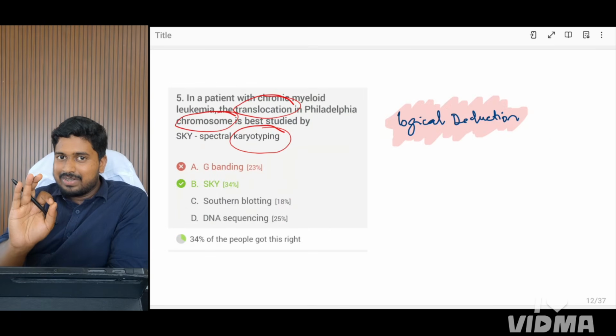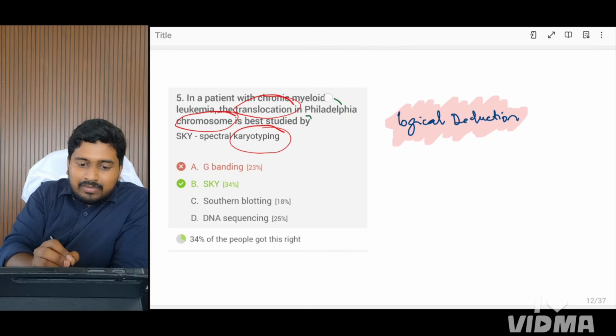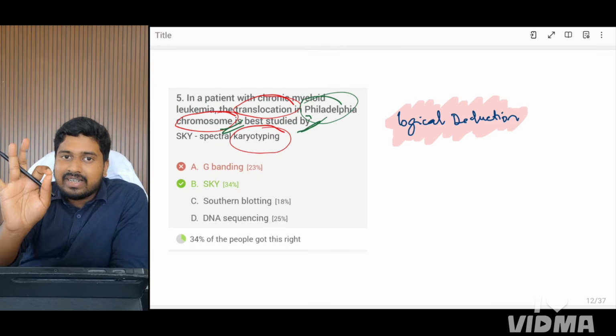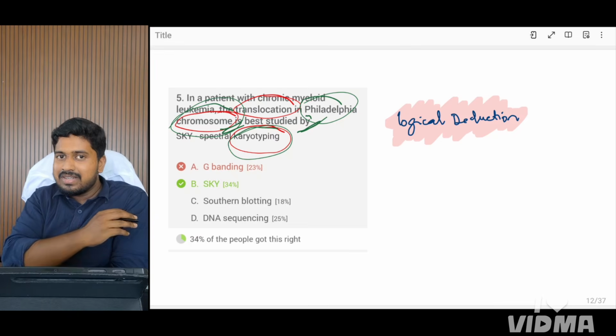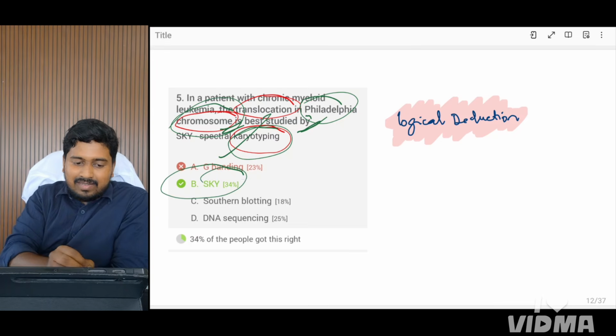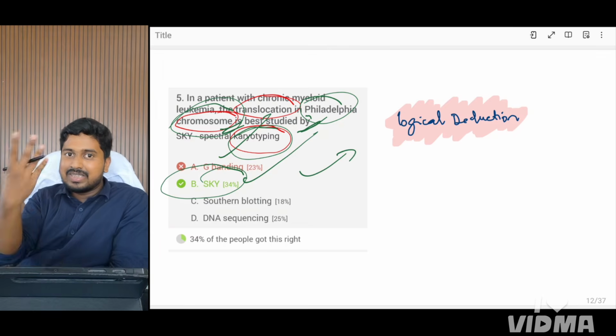Now, see the next question. Very, very tricky question. Okay, I'm not going to see anything else. I'm just going to see what the Philadelphia chromosome is best studied by which technique. Now, chromosome, what is the study of chromosome? It is karyotyping. It is given in the options as karyotyping. So what is the answer? SKY, as easy as that. Okay. So these are like straightforward logical deduction questions.